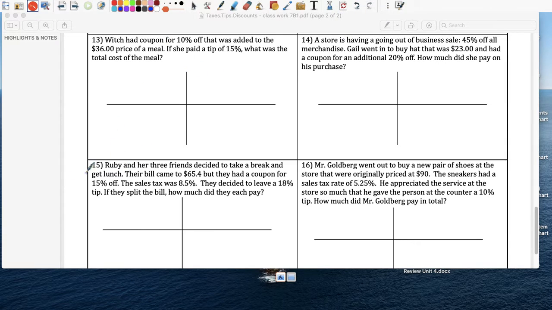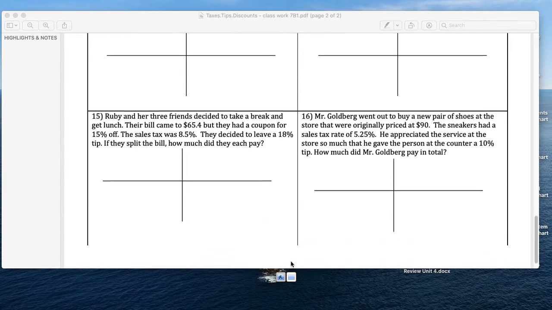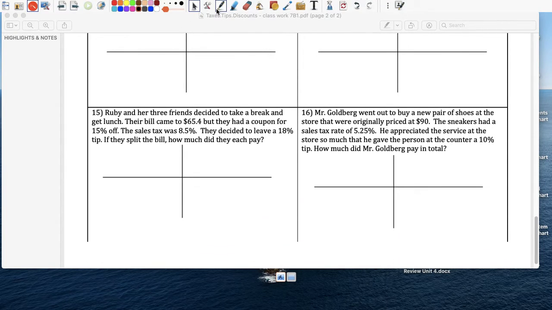Okay, 4 people go to a restaurant. The bill comes to $65.40, but they had a coupon for 15%. They have sales tax, and they have to leave a tip of 18%. Oh my God! How much did they each pay at the end? All right. So this one has all the ingredients.